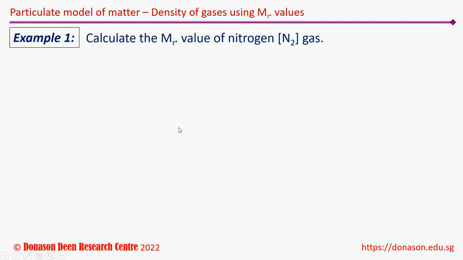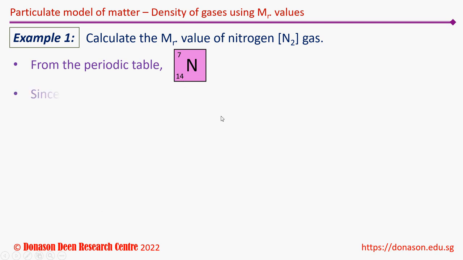So here is an example. Calculate the MR value of nitrogen gas. First, we have to look at the periodic table and identify nitrogen. I have just pulled out the nitrogen here. Beside nitrogen, there is a 7 and a 14. The number we need to pay particular attention to is the bigger number, which is 14, which is also known as the atomic mass.